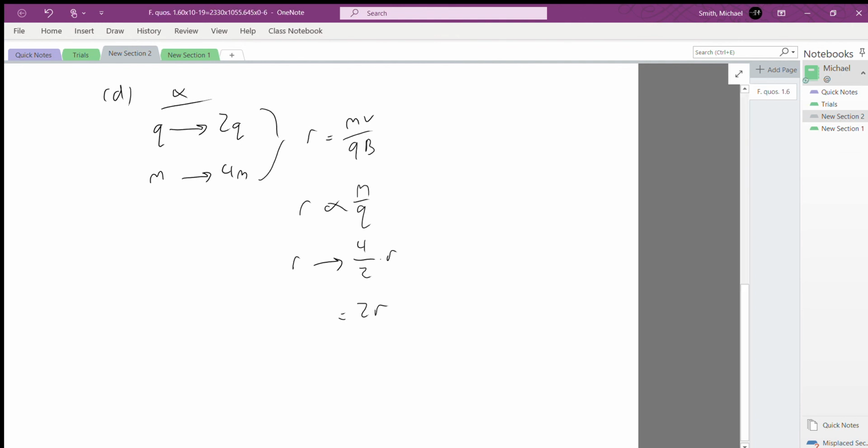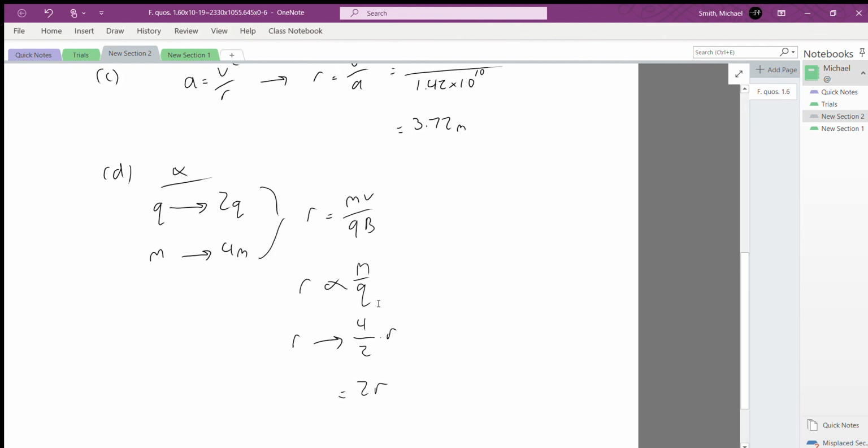This is a little bit tricky because you have to look at both things which are changing. So it's not just a simple, straightforward proportionality question where only one thing changes. You have to consider both simultaneously, and you may get a different answer depending on the situation. But here, it's fairly straightforward. Charge is doubling, mass is up by a factor of 4, so the radius of the circular path will double. That wasn't too bad.